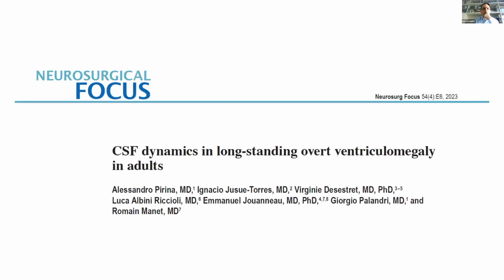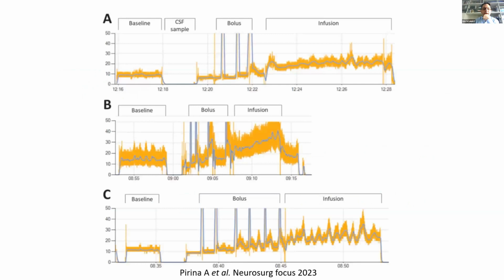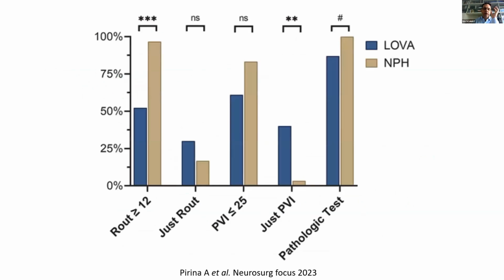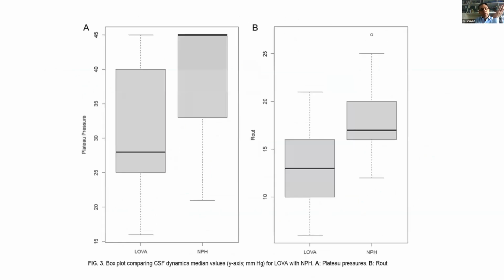And that's why an interesting project is running. Alessandro Pirina and Romain and Giorgio published this very good paper also, and they characterized CSF dynamics through LP, and they have also been able to demonstrate that they can characterize those two conditions nicely. But when we try to clearly define a threshold, it's difficult. Then I think the very best way to approach this is to show you a few examples of my daily practice.